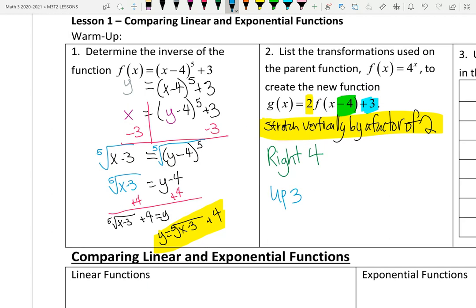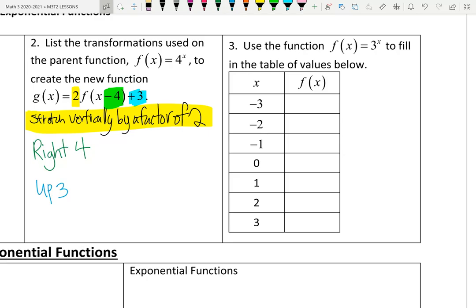Use the function f of x is equal to 3 to the x power to fill in the table of values below. So I'm going to go ahead and start with 3 to the negative third. So when I'm doing 3 to the negative third, I just want you to know that when I'm evaluating it, a negative exponent is going to be equivalent to the base being in the denominator. So notice, 3 to the negative third is equal to 1 over 3 to the positive 3.